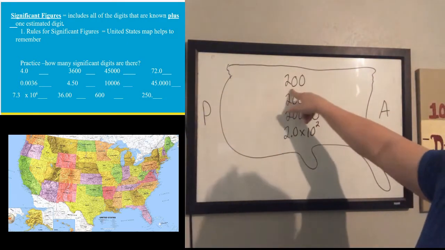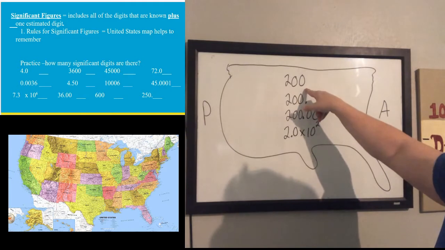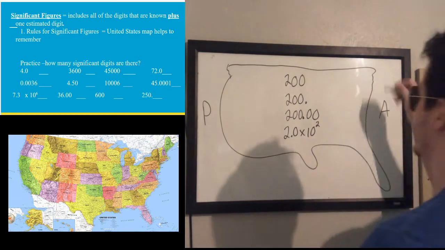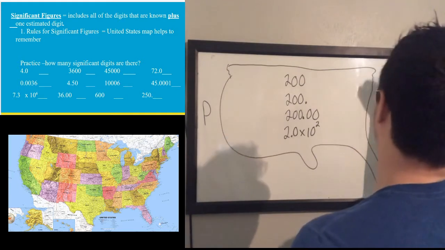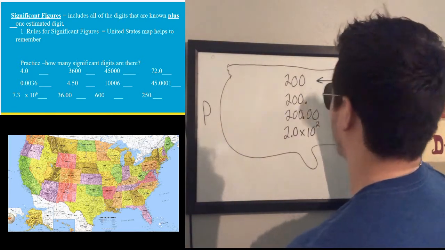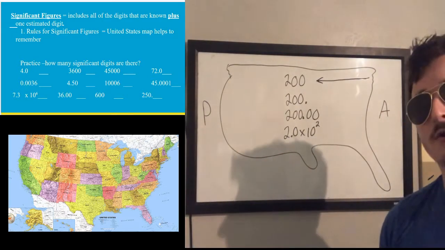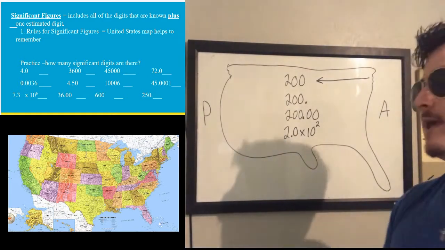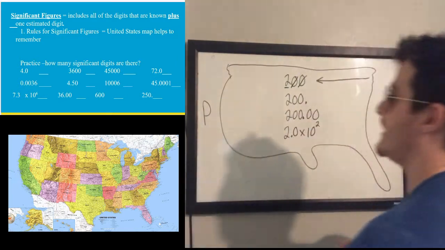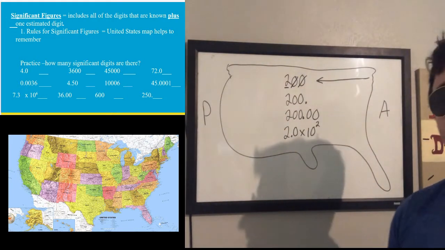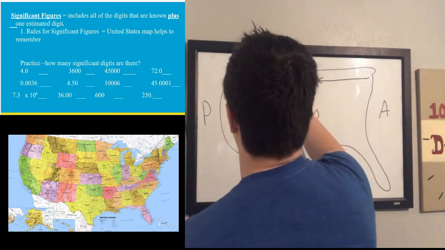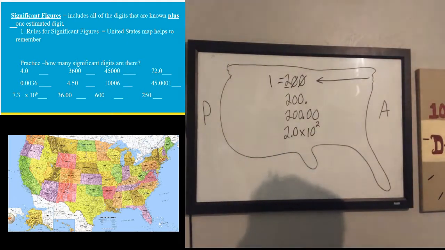In our first number, 200, there is no decimal point, which means we're going to come from the east coast. We're going to come from the right. So starting up here in Scranton, this is more New York and Maine area, coming in from the east coast, we're going to go to our first non-zero number, crossing out any zero that we hit along the way. 0, 0, and the last number we hit is our first non-zero number, which means there is only 1 significant figure here. 1 sig fig.